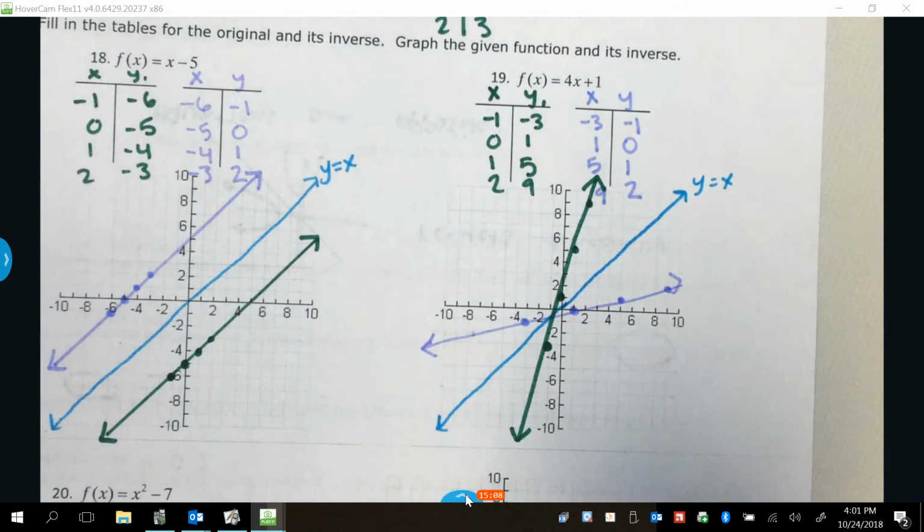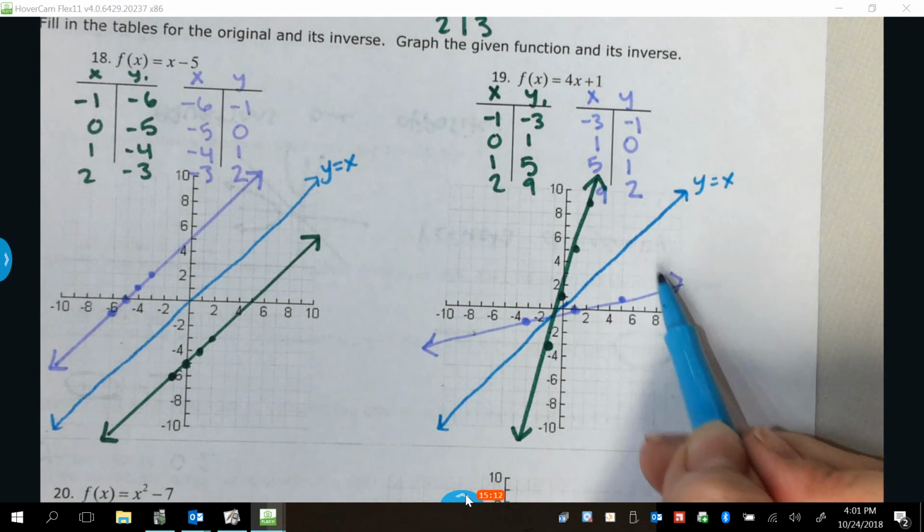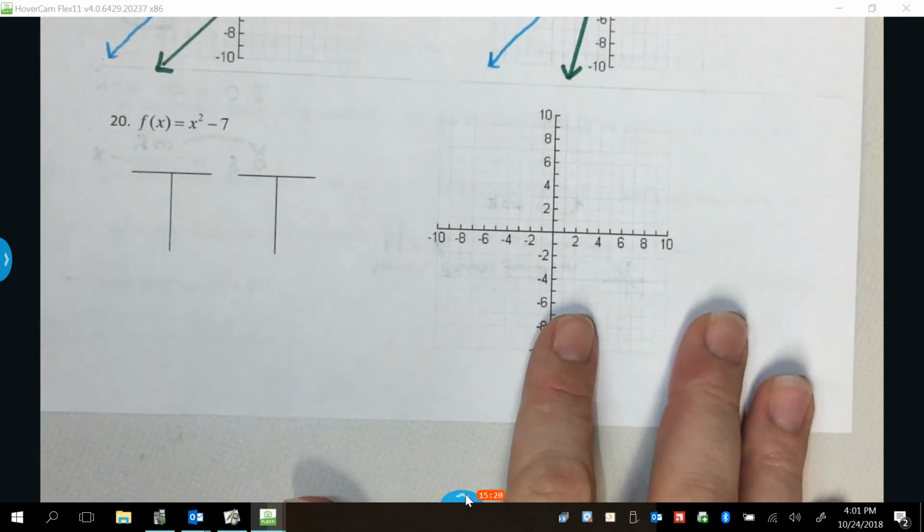Do you see how they touch at the same spot and they're the same distance away on every point? So that is a perfect reflection, a perfect inverse. Last one, and then we're done.